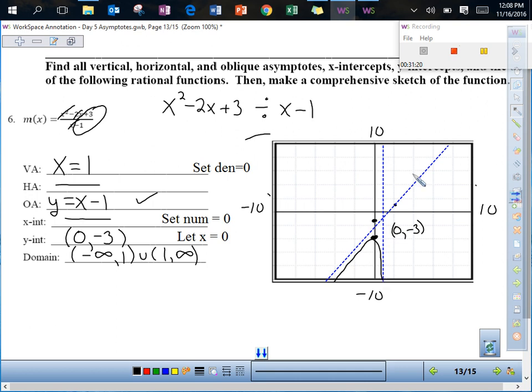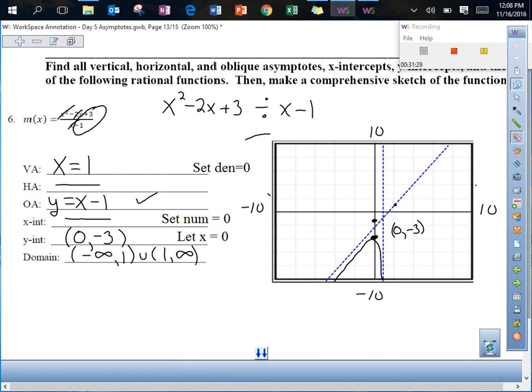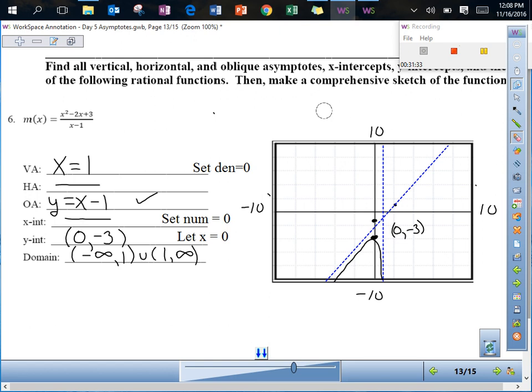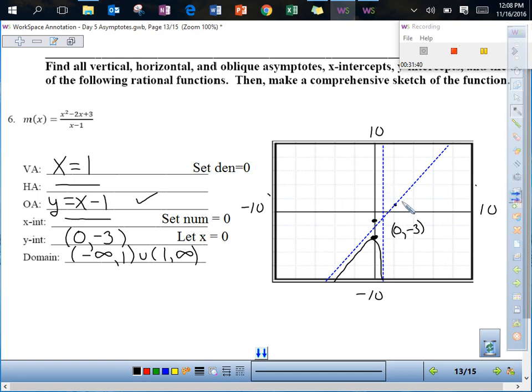I got to decide what happens up here, though. So I need a dot. So here's what I need. Since I don't have one in here, I got to go get one. So I got an asymptote right here at 1. I'm going to pick 2.